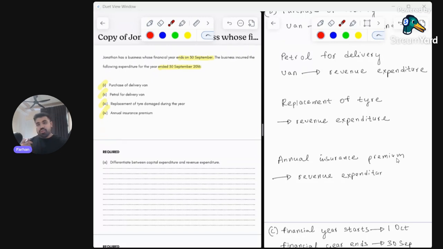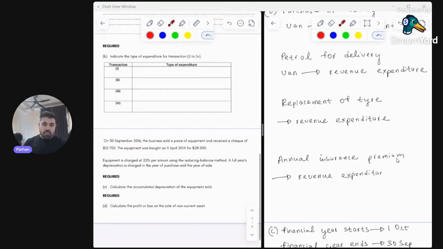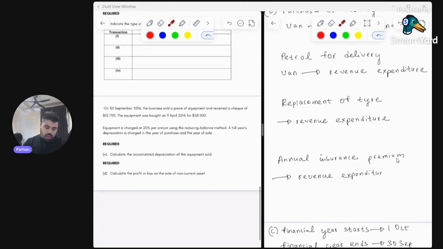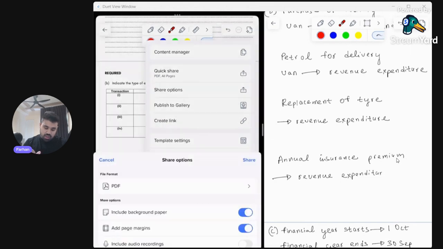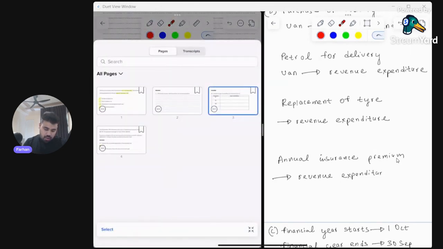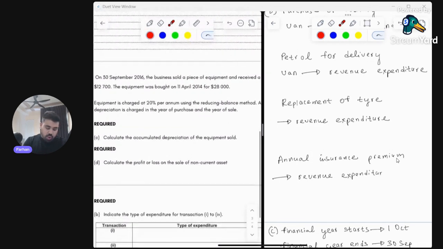Now let's look into the second part of the question where you will calculate the accumulated depreciation and also find the profit or loss on disposal of a non-current asset. Okay, so I'll just bring this question up. Let me change the settings so that you can easily access it. All right. Okay, so here we have the question.